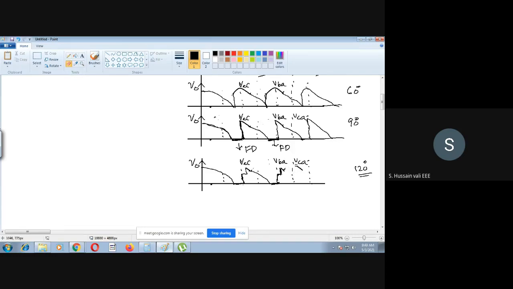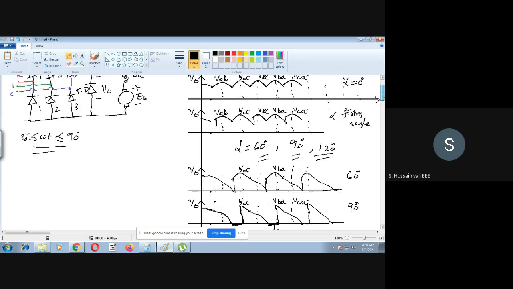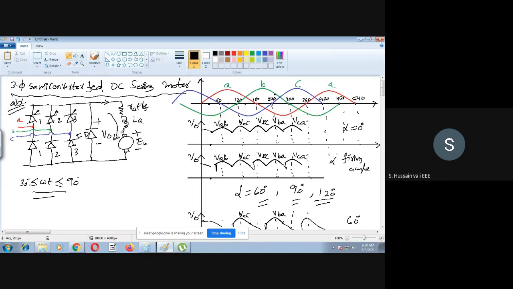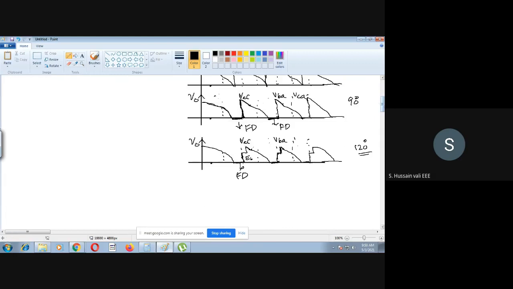Similarly, this you will find out. Now you see here in this part, the freewheeling diode will conduct. This step is the back EMF, EB, because when there is no current here, V naught is the same as EB. This we have seen already. So these are all the four waveforms you will get.